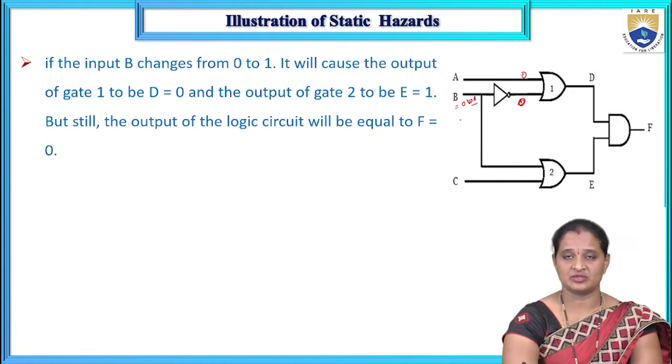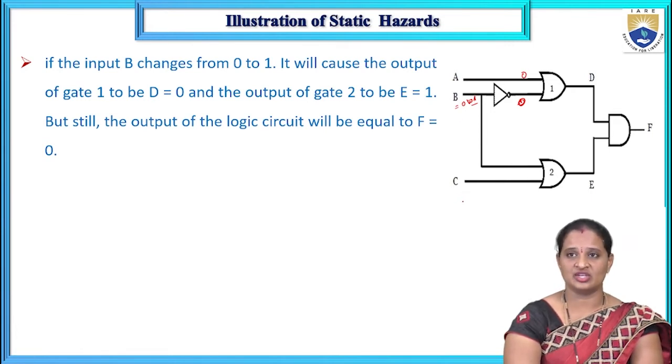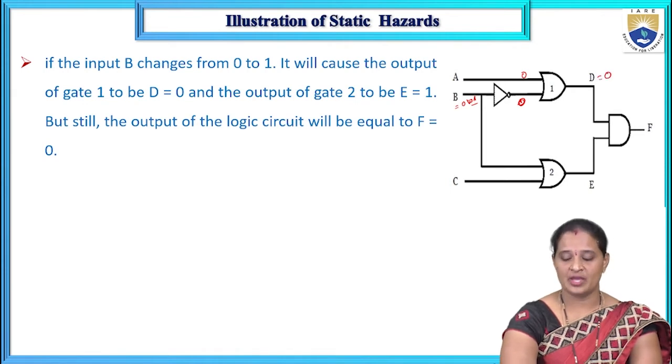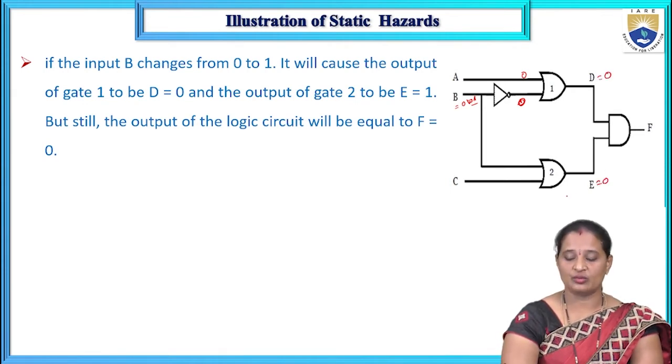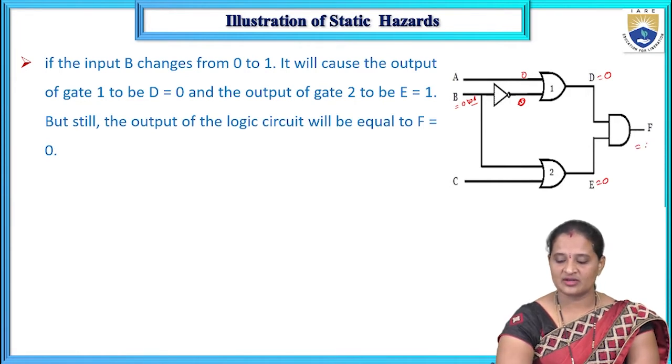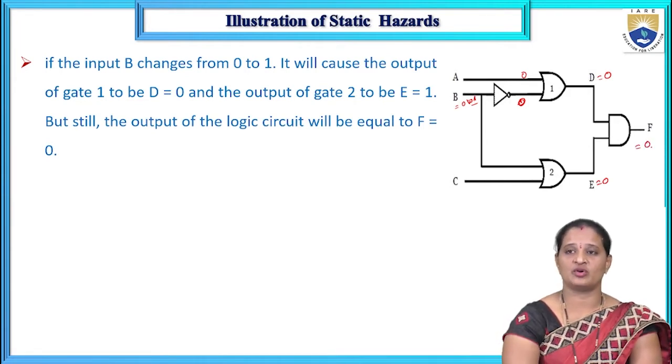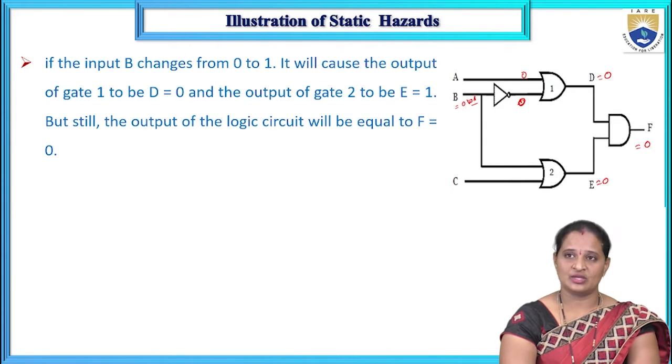Only B is changing from 0 to 1. A and C are remaining 0. So the output of OR gate 1 is 0, whereas the output of OR gate 2 is also 0. Hence the total output of the logic circuit should be 0.